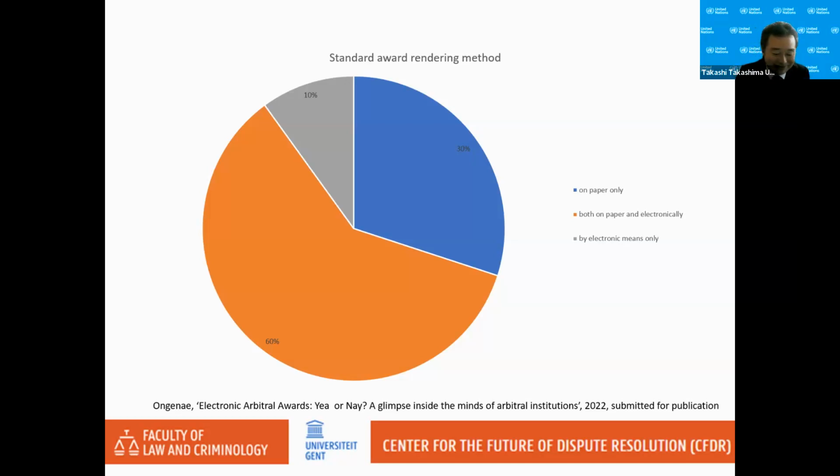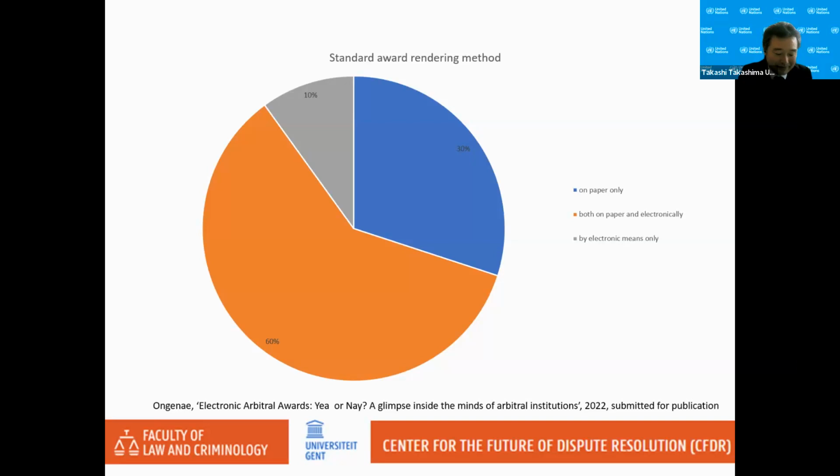So for the sake of accuracy, I would just like to share what I have been shared by Maud. So the survey was one that was conducted by the Center for the Future of Dispute Resolution at Ghent University, and it was addressed to arbitration institutions that were considered leading on a global or regional scale. 43 commercial arbitral institutions were reached out to with the survey, and 22 responded.